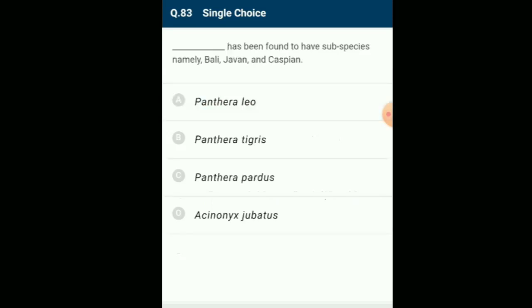Question number 83. Dash has been found to have subspecies namely Bali, Javan and Caspian. Recent extinctions of species include Quagga in Africa, Thylacine in Australia, Steller's sea cow in Russia, the dodo in Mauritius, and three subspecies Bali, Javan, Caspian of tiger. So the answer for this question is option B, Panthera tigris.